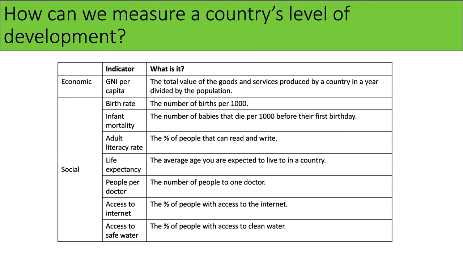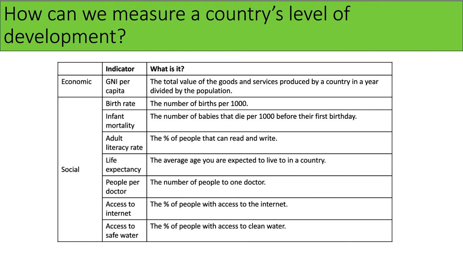Access to the internet. Now that's an interesting one because lots of people in countries that have a very low GNI per capita actually have very high access to the internet. In fact, in sub-Saharan Africa, there is better access to the internet than there is to clean water. So you can measure access to internet, but it's not always a good indicator of the level of development that a country is at. You can measure access to safe water as well.